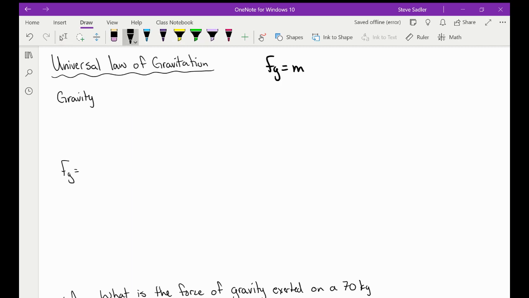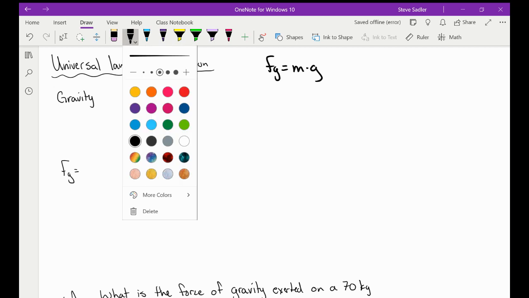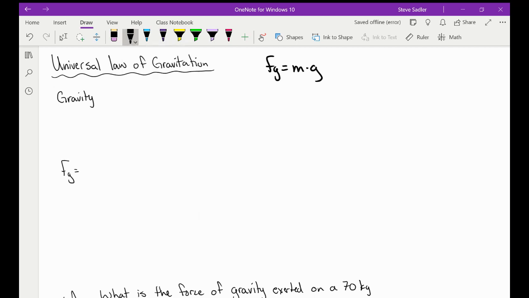All right, so we've done a little bit with gravity in terms of Fg is equal to mg. But what we're going to do now is look at gravity not on the Earth's surface. So we know that gravity attracts any two objects depending on their mass and distance apart.